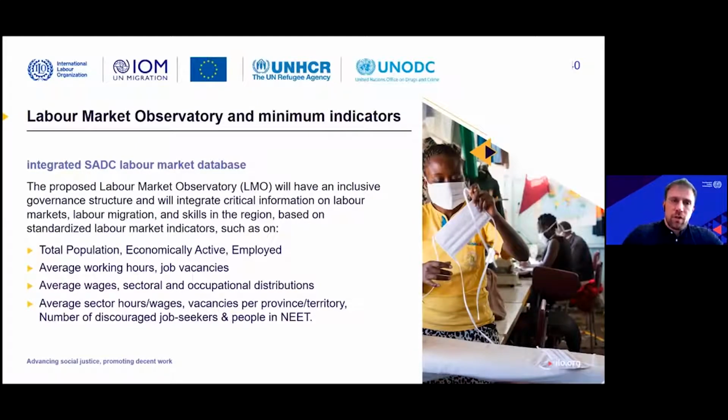which has an inclusive governance structure and will integrate critical information on labor markets, but also on labor migration and skills in the region, based on the standardized labor market indicators, such as those that Maria has already mentioned: total population, the economically active, the employed, average working hours, job vacancies, information on wages and sectoral occupational distributions, and, where possible, ideally, average sectoral hours and wages, vacancies disaggregated geographically by province or territory, and then crucially also looking at the number of discouraged job seekers and people in so-called NEET, which is not in employment, education, or training.